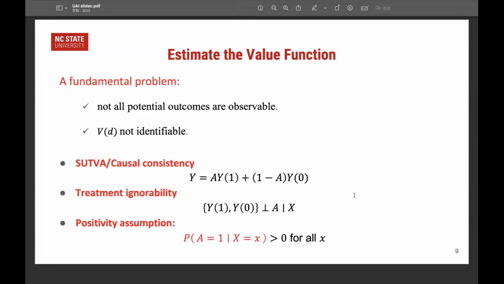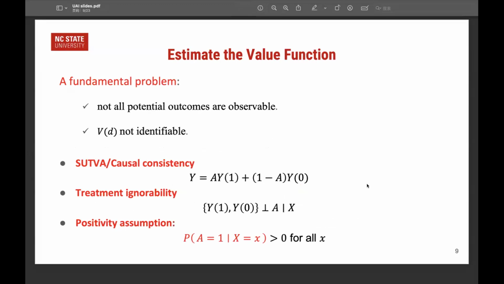Not all of the potential outcomes are observable. Therefore, the value function is not identifiable. Here we present three fundamental assumptions in the causal inference framework. The first assumption is the SUTVA assumption, which tells us that the outcome we see is the same as the potential outcome when the corresponding treatment is given.